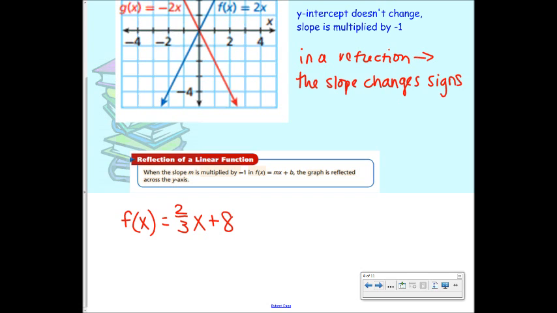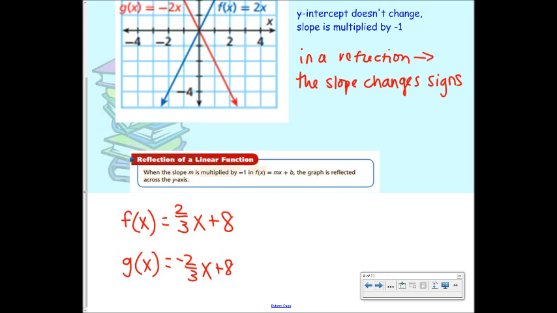Sometimes what's going to happen is you will have multiple things happen at once, so we're going to break this down into 2 steps. We start here with f of x equals x as our parent function. That goes through the origin with a slope of 1, straight through the middle of our coordinate plane. And we go from f of x to h of x, so h of x becomes 3x.